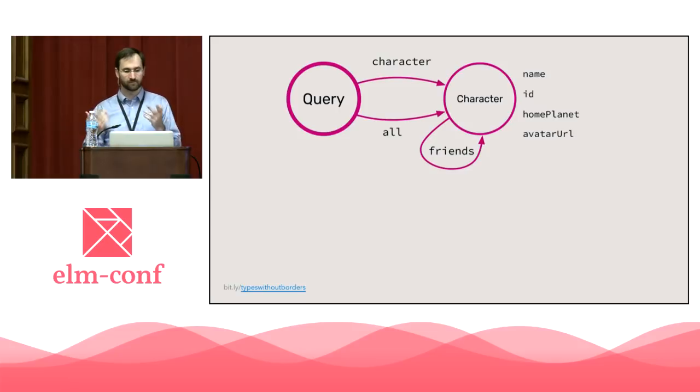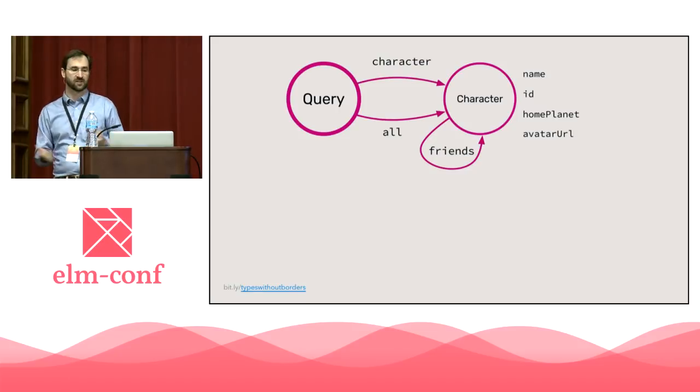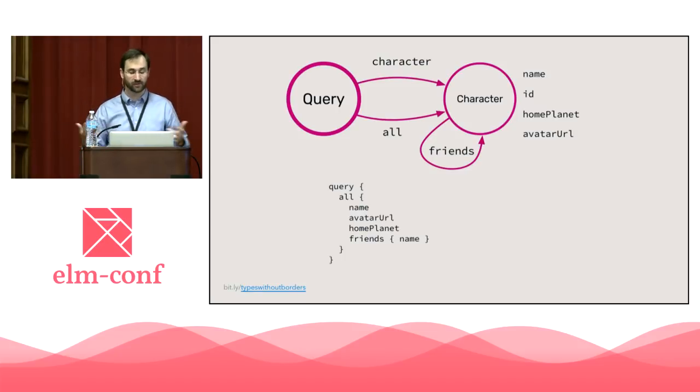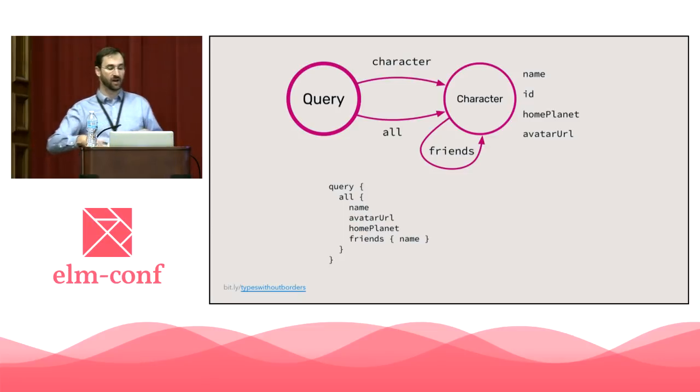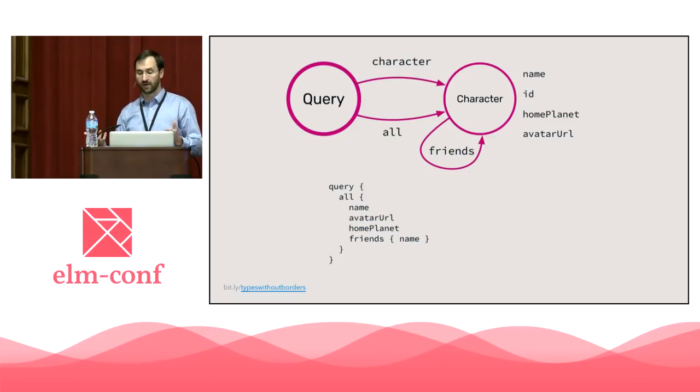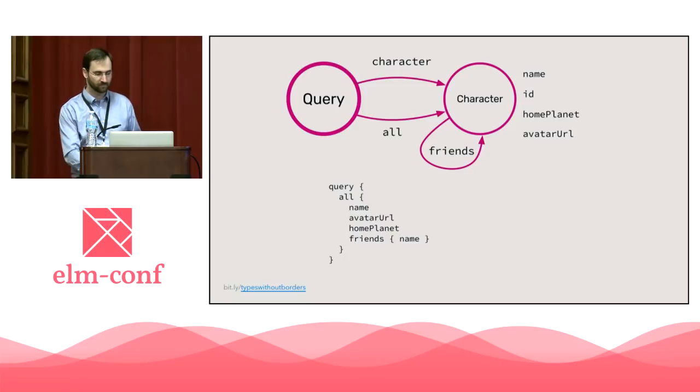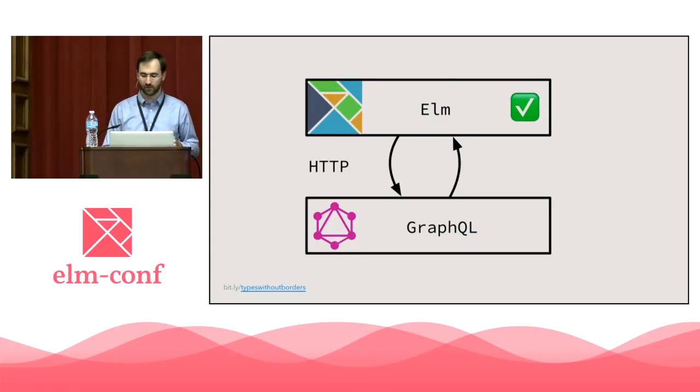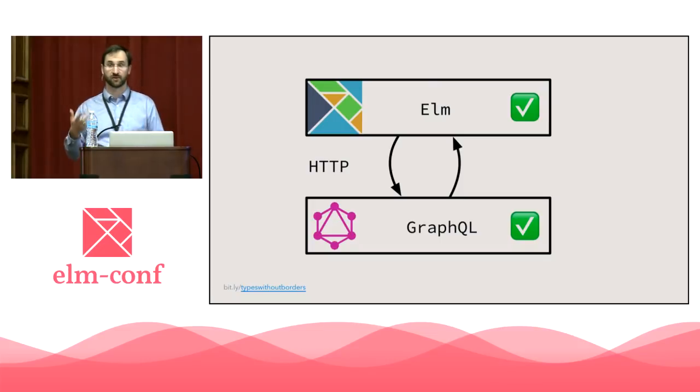OK, so you could visually represent a GraphQL schema with something like this. And a query looks like this. We're making a query, and we're getting all characters. For each of those characters, we'd like to get that character's name, avatar URL, home planet, and that character's friends' names. OK, so GraphQL gives us some pretty cool guarantees and certainty within the context of our server API. But what about that space in between? We still don't have a lot of confidence there.